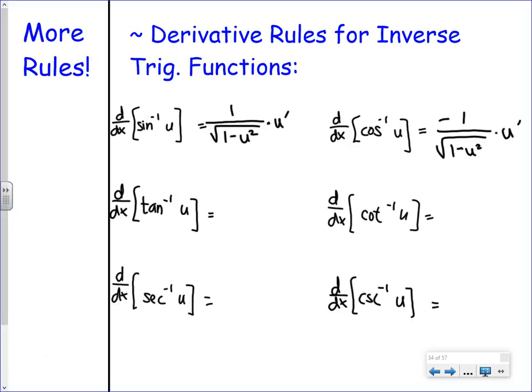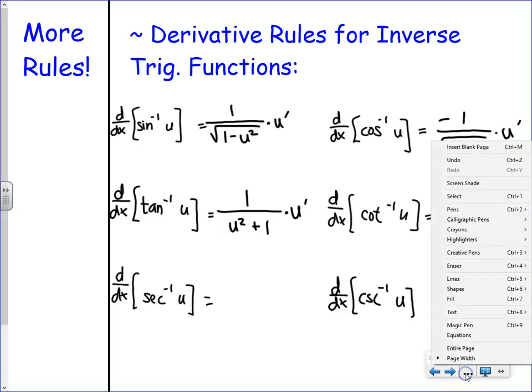Tangent inverse. We didn't get to see a proof of it. I might show you a proof Monday or Tuesday, and I'll tape it for those that are going, as to why it is what it is. It's 1 over u squared plus 1 times u prime, or 1 over 1 plus u squared, it can go either way. Cotangent inverse is the same thing, but with a negative.